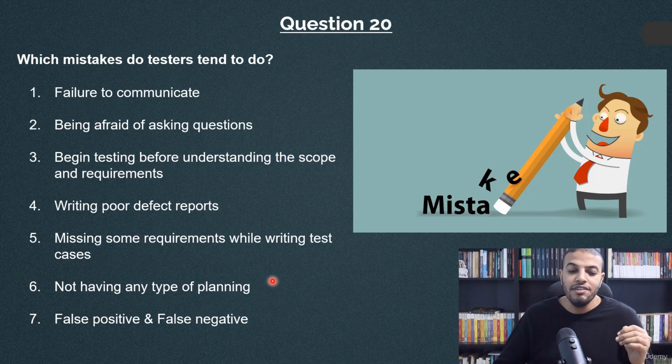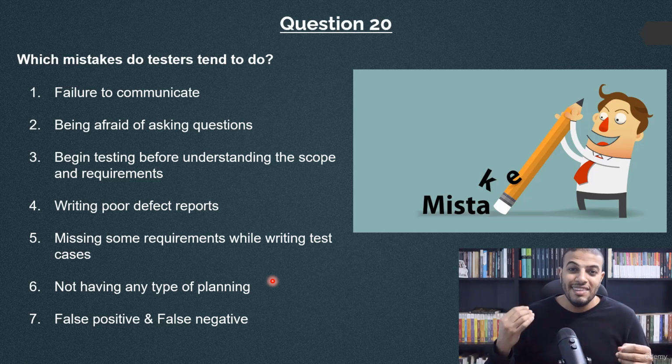Another thing is not having any type of planning, which is monkey testing or ad hoc testing, okay? Monkey testing or ad hoc testing means that we don't plan anything. You just open the application or open the website and go in it like any other user.